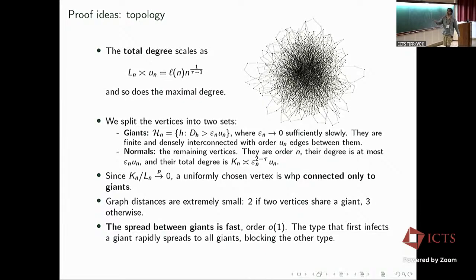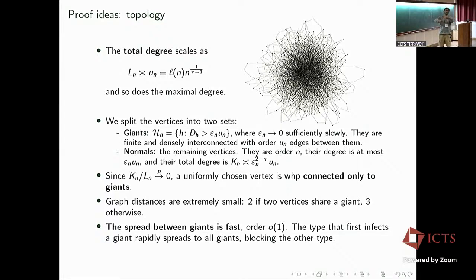So the idea is to split the vertices into two sets. We call them giants and normals. And we split them in a smart way, in the sense that giants are the nodes with degree above a certain threshold, epsilon_n u_n, where u_n is this total degree. So epsilon_n can go to zero, but in a way that basically the giant nodes are finite. There are few of them, and they are highly interconnected with each other.